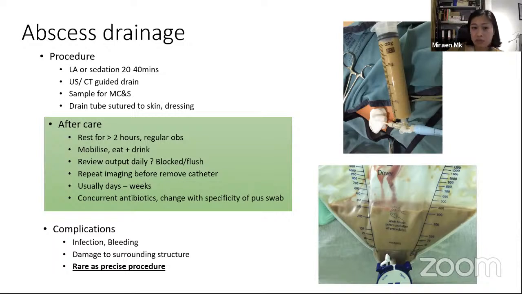Often you will have some form of repeated imaging before you attempt to remove the drain. And the drain usually stays in for a couple of days or up to sort of 2 weeks or so. And the antibiotic continues while the drain is in there. And you want to chase it, the first 3 days, you send it to the lab, chase it to make sure you're on the right antibiotics. Complications, again, infection, bleeding, because it's a foreign body and you've made a hole. But otherwise, not many side effects or complications, because it's quite precise. You're doing it under direct imaging guidance.